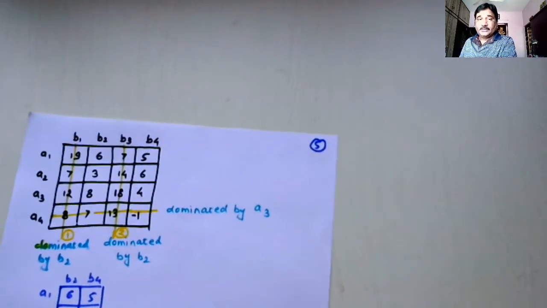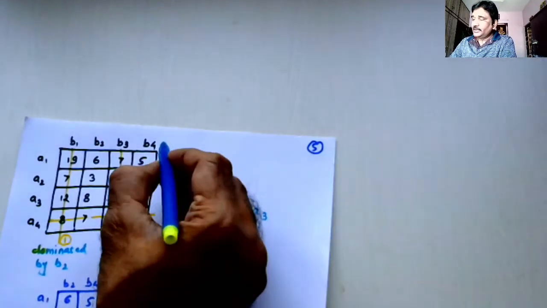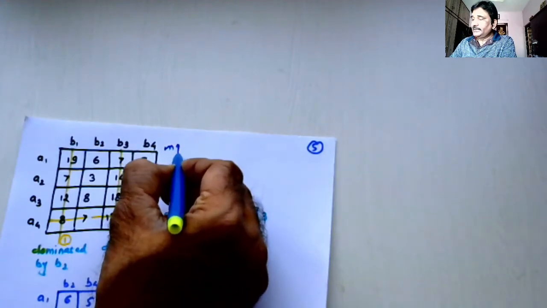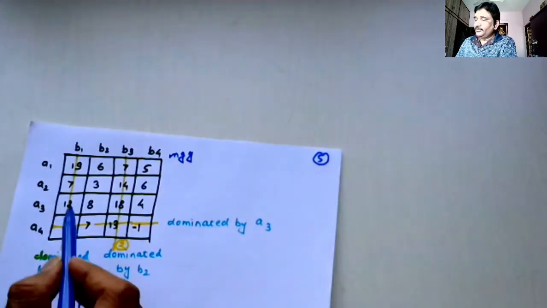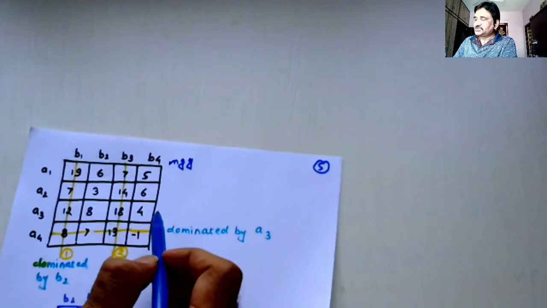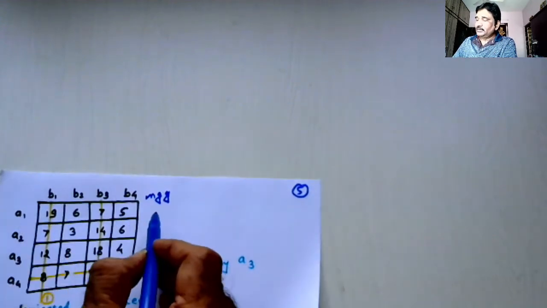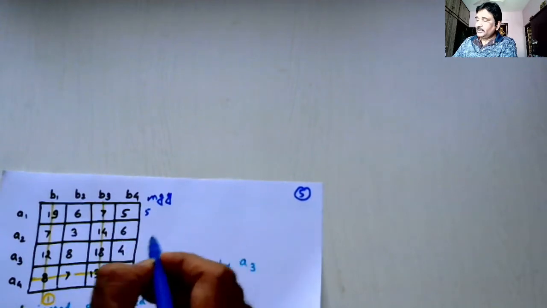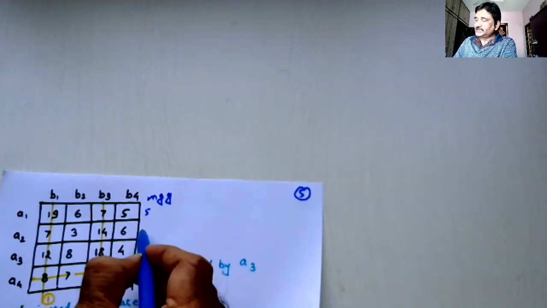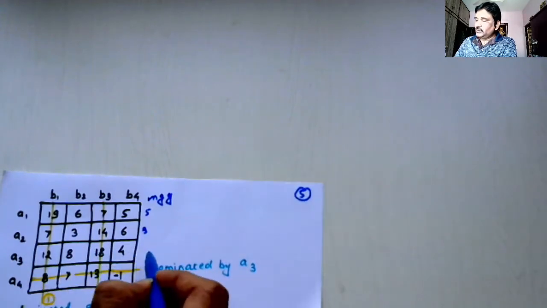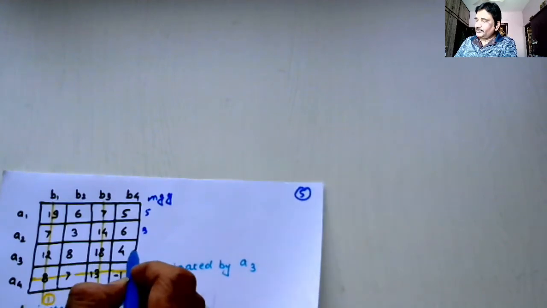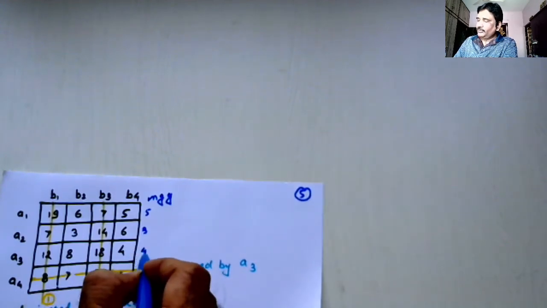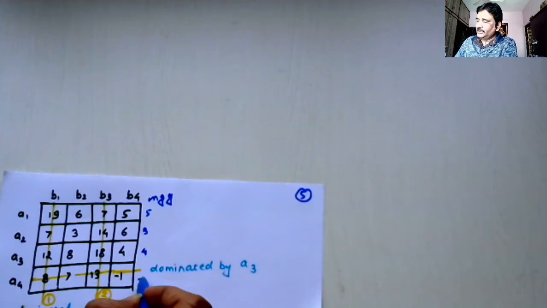So let us find MGG, minimum guaranteed gain. The minimum for this row is 6. All right, no, not 6, it's 5. And then for this it is 3. For this row it is 4. And for this row it is -1.